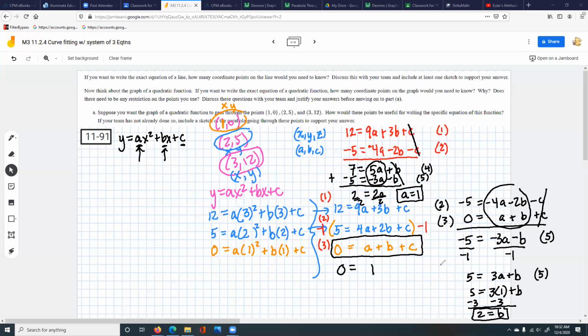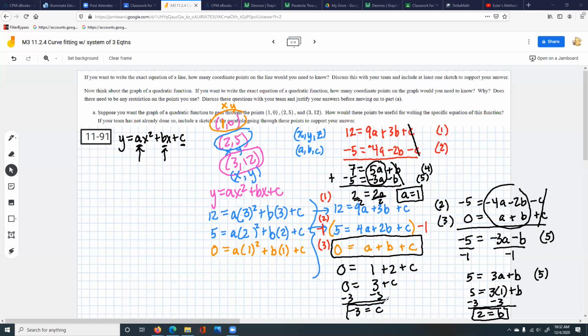Yes, A is 1, B is 2, and C we don't know. Well, now we know what C is, because 0 equals 1 plus 2, which is 3, plus C. When I subtract 3 from both sides, I get -3. So C is -3. Okay.